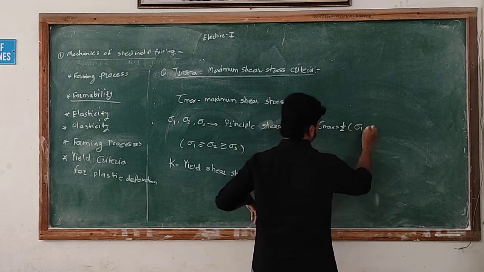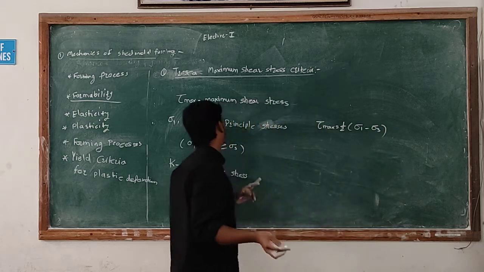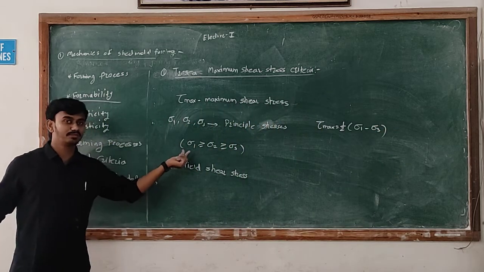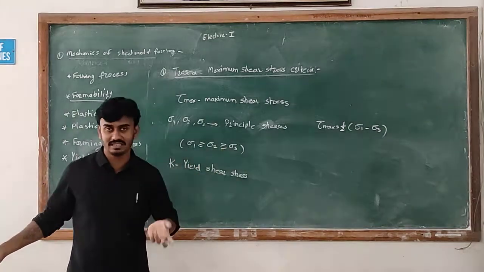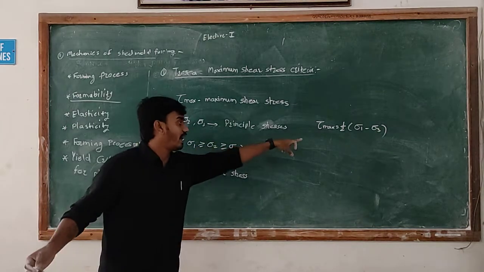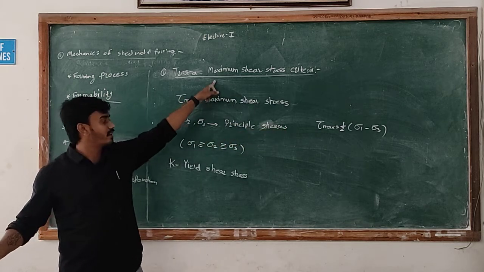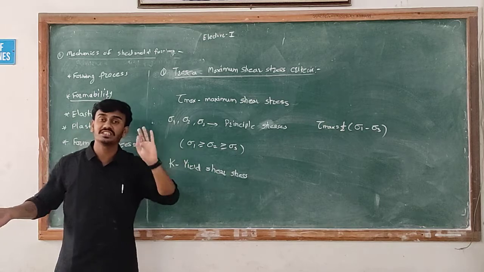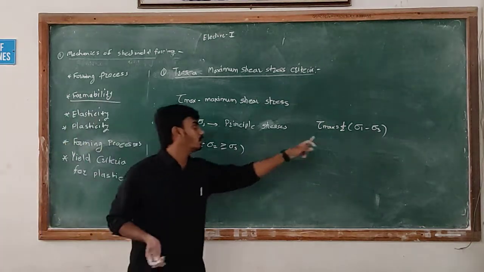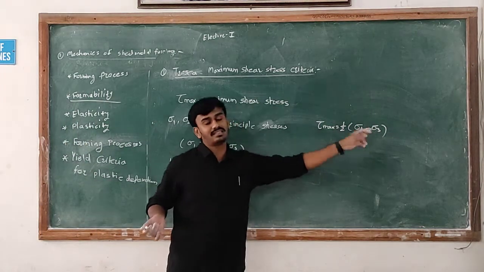So, according to this Tresca's maximum shear stress criteria, we know that tau max is equal to 1/2 into (sigma 1 minus sigma 3). Here sigma 1 is the maximum principal stress, and sigma 3 is the minimum principal stress. According to this criteria, the maximum shear stress induced in a material is tau max equal to 1/2 (sigma 1 minus sigma 3).